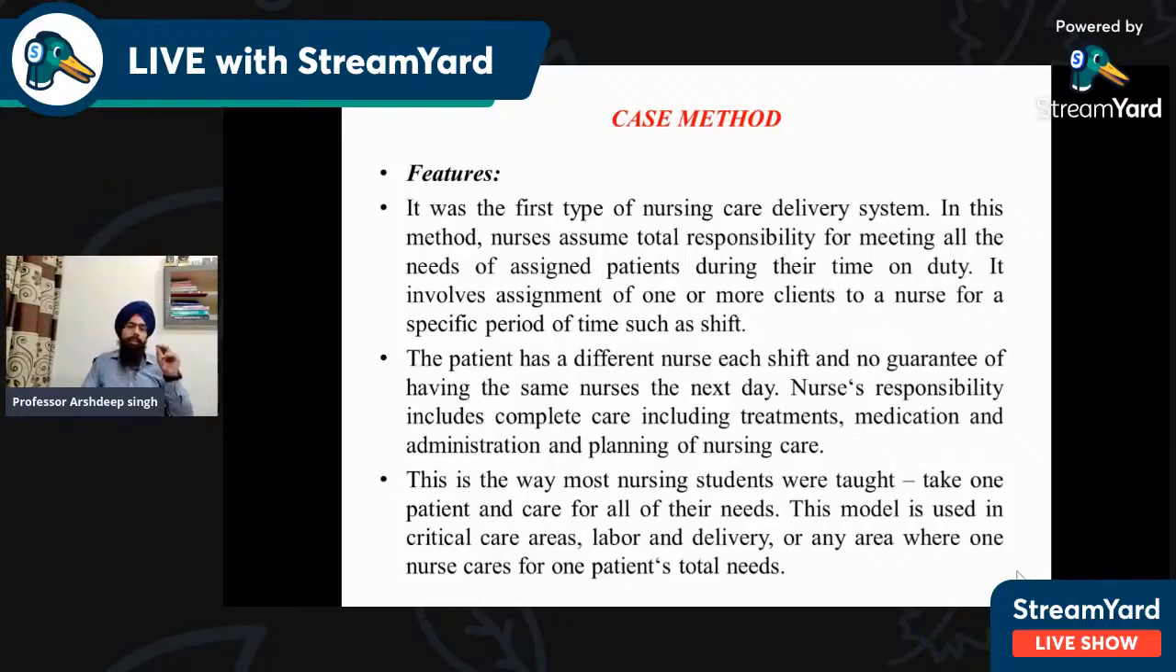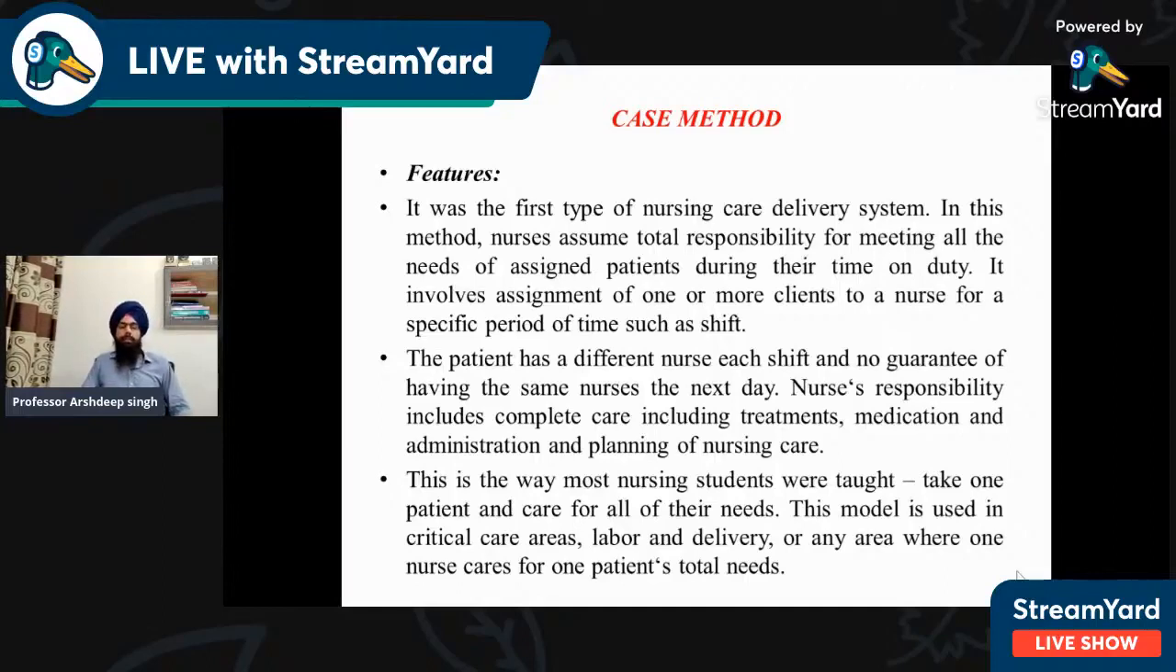Okay, next, the patient has a different nurse in each shift and no guarantee of having the same nurse the next day. The nurse's responsibility includes complete care, including treatments. What type of activities have to be done by the nurses? These are the activities including the treatments, medications, and administration and planning of the nursing care plan. Okay, so different types of problems like sleeping disturbances or eating problems have to be managed or dealt with by the nurses. Next, this is the way most nursing students were taught: take one patient and care for all of their needs. This model is used in critical care areas, labor and delivery, or any area where one nurse cares for one patient totally.